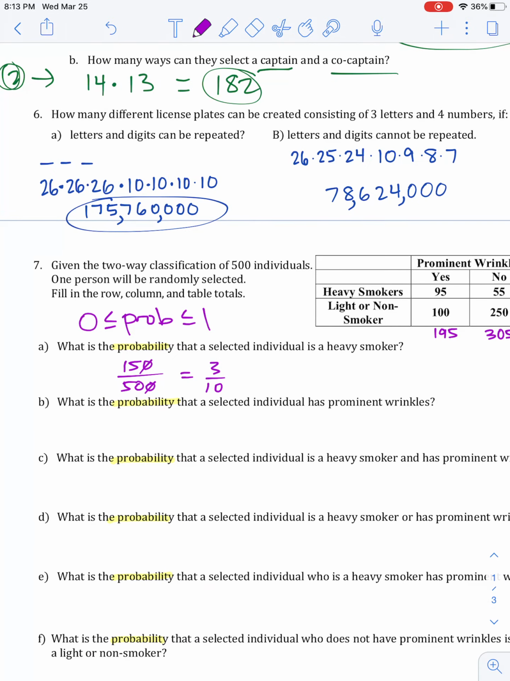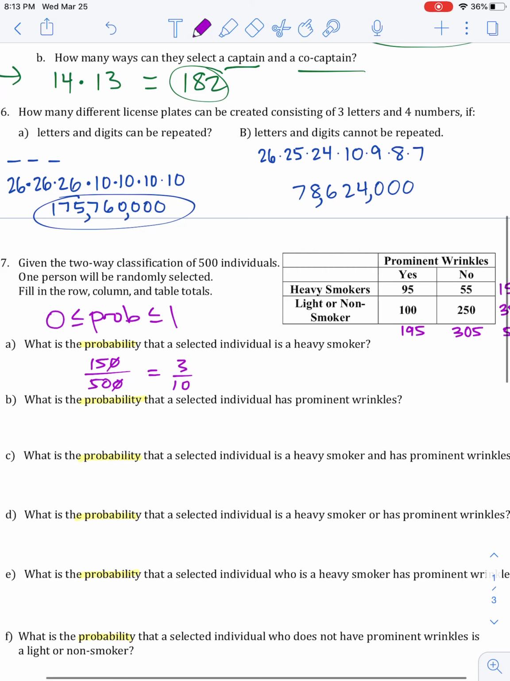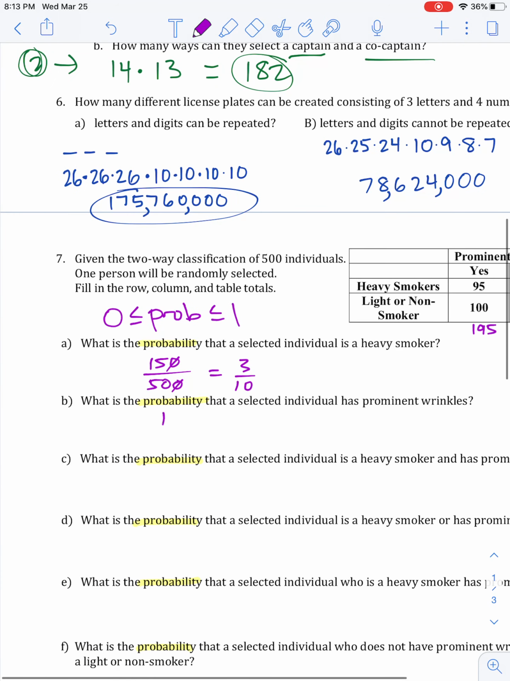What is the probability that a selected individual has prominent wrinkles? So for wrinkles, yes, we had 195 out of 500. And if I use my calculator this time, change it back to a fraction, I'm getting 39 over 100. So you just divide the top and bottom by 5 again.